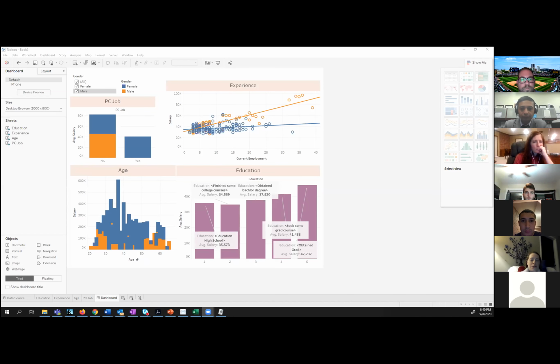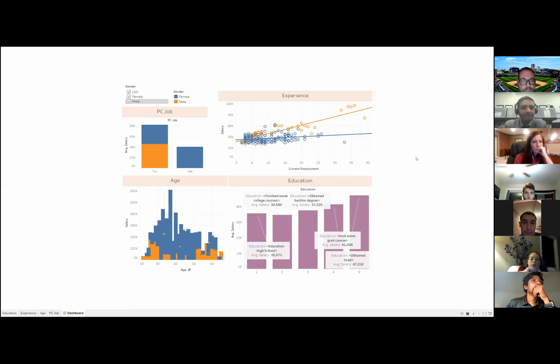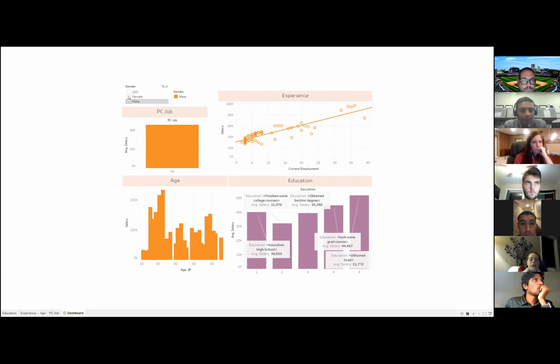I guess I can start for our group. Our dashboard and our questions were very similar to group 2. It's in relation to salary, how different factors affect salary, looking at the group and using male versus female as a filter. You can see in the upper left that you can unclick and click male and female and see how it's different.